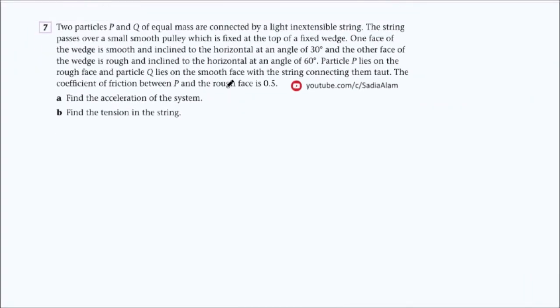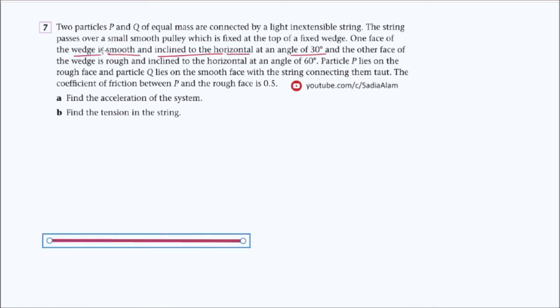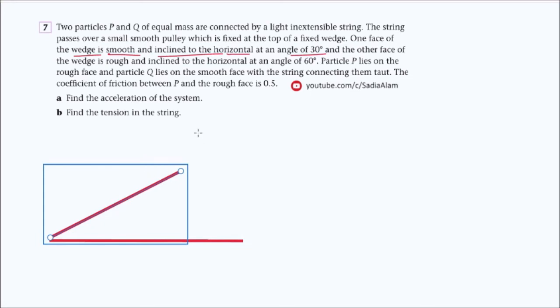Let's solve number 7. So we have two particles P and Q of equal mass connected by a string. The string passes over a pulley which is fixed. One face of the wedge is smooth and inclined to the horizontal at an angle of 30. So the diagram can be given, or sometimes you need to draw the diagram. For example, in this one, suppose this is the horizontal level, so the smooth wedge is at an angle of 30. So let's assume this is 30, and then the other face of the wedge is rough and inclined to the horizontal at an angle of 60.